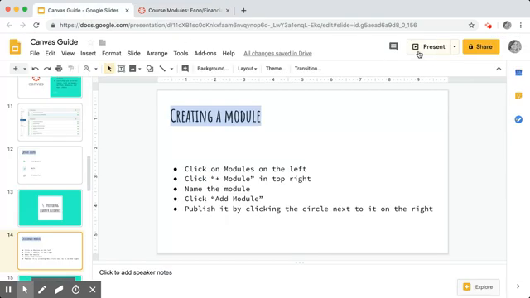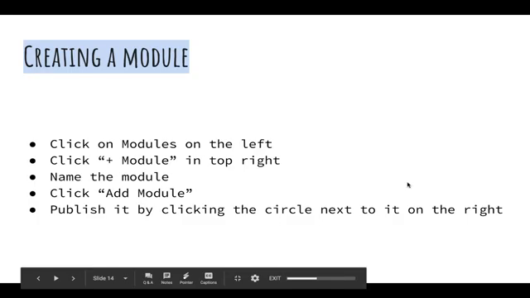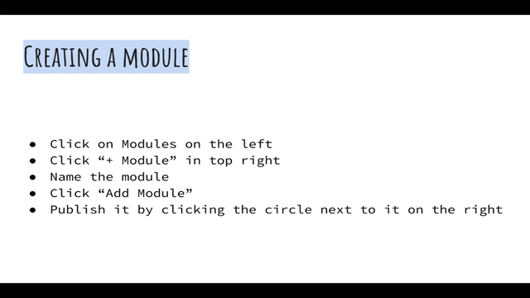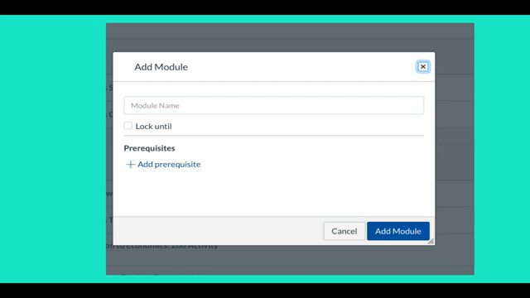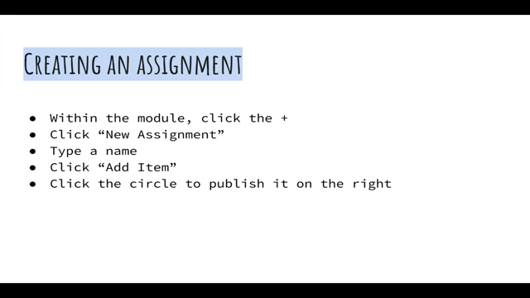So if we go back to run down the basics, a recap, remember you are clicking on modules on the left, clicking the plus sign at the top right, naming the module, adding it, and then making sure it is published. Now, remember right here, that's just a snapshot if you need to reference that information. And then once you have your module, you're going to actually create an assignment.